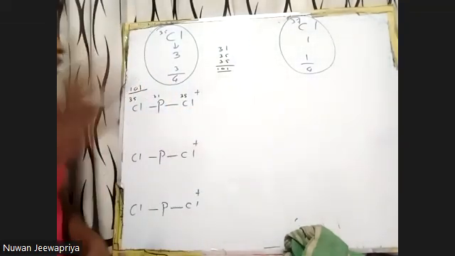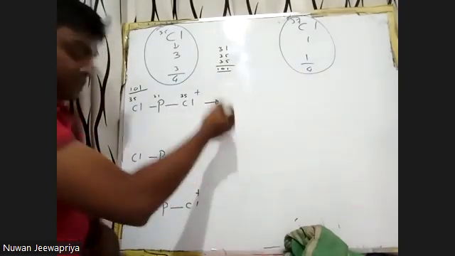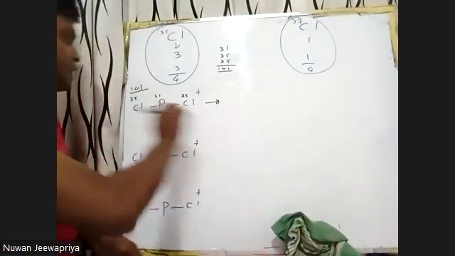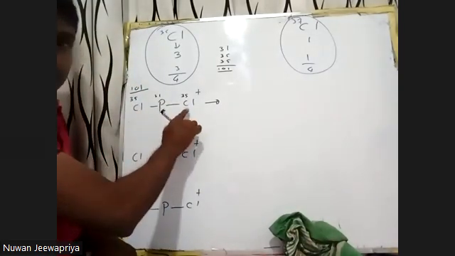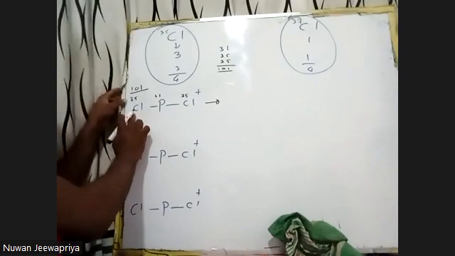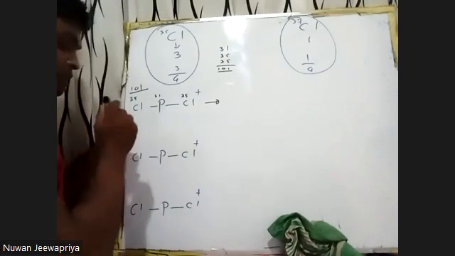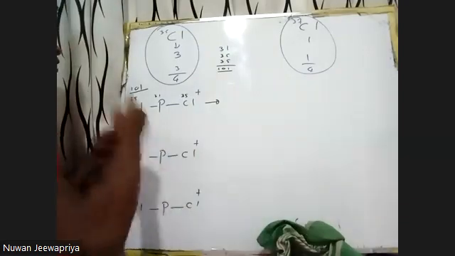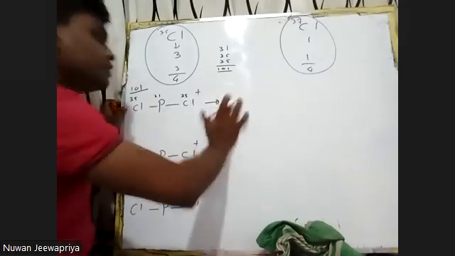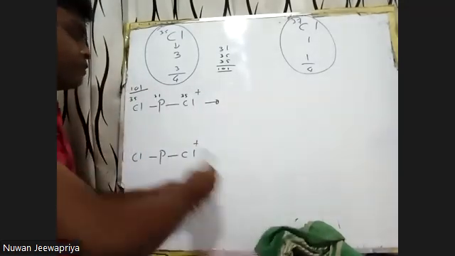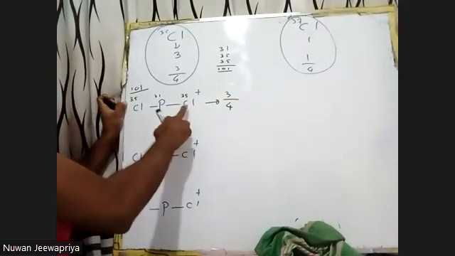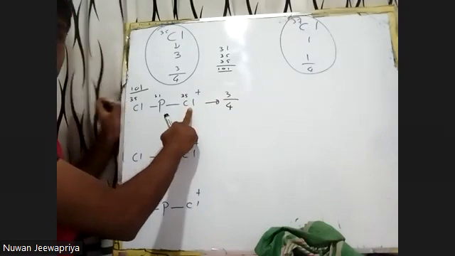Now, what is the probability of making this? The probability of making this is something like this. Consider Cl35 and phosphorus 31. What is the probability of finding Cl35? The probability of finding Cl35 is 3 over 4. And what is the probability of finding this other chlorine 35?